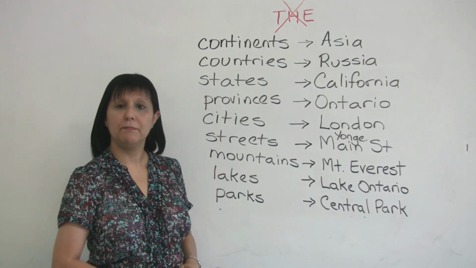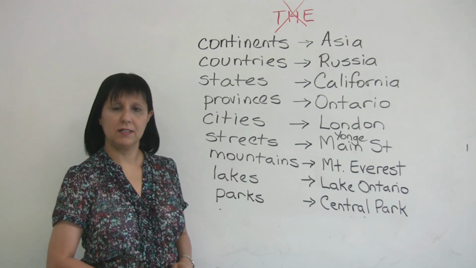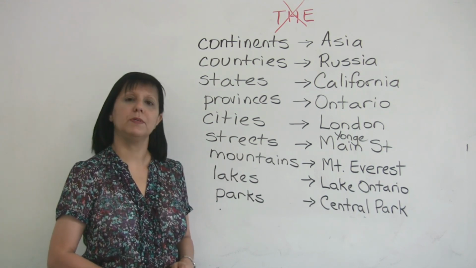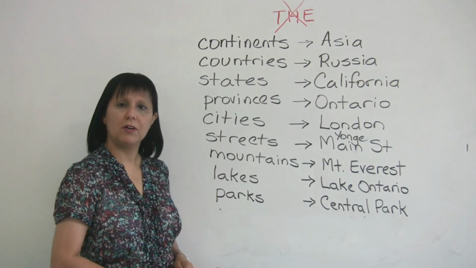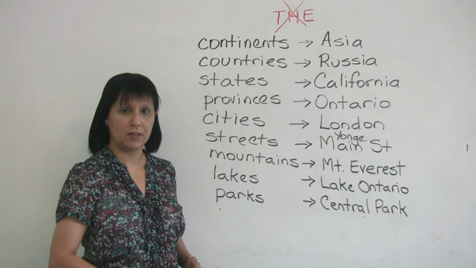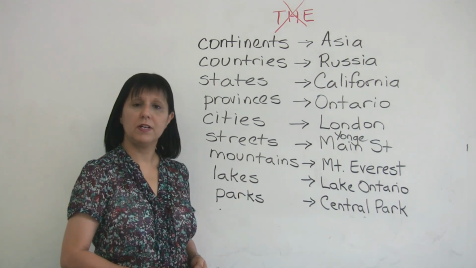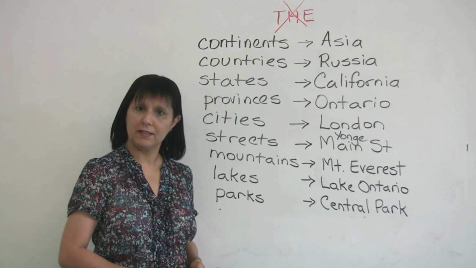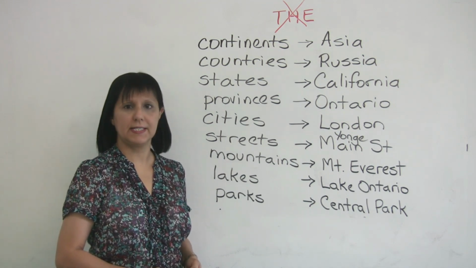When you talk about mountains, they climbed Mount Everest. Not the Mount Everest, but just Mount Everest, okay? Also, when we talk about lakes, we don't say "the." So you could say Lake Ontario is located in Canada. Or Lake Ontario is one of the Great Lakes.